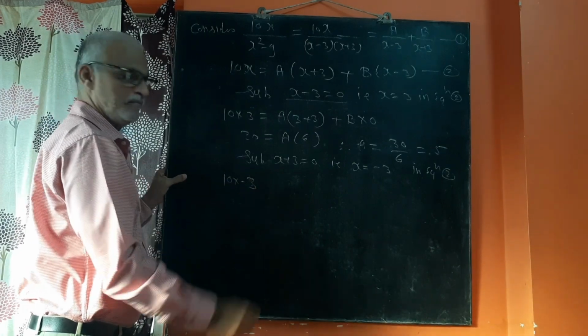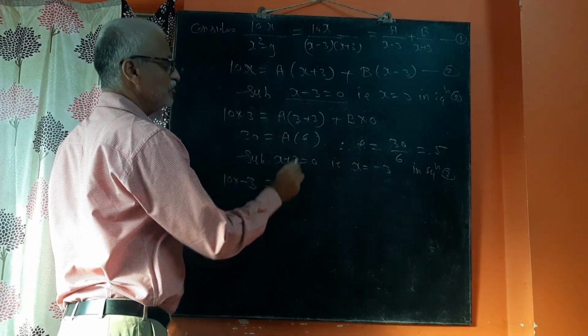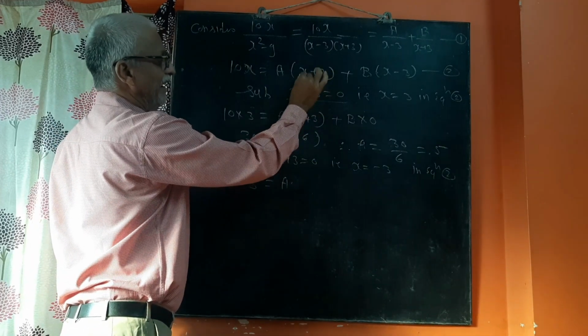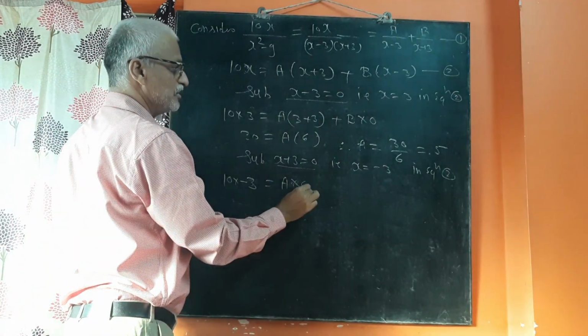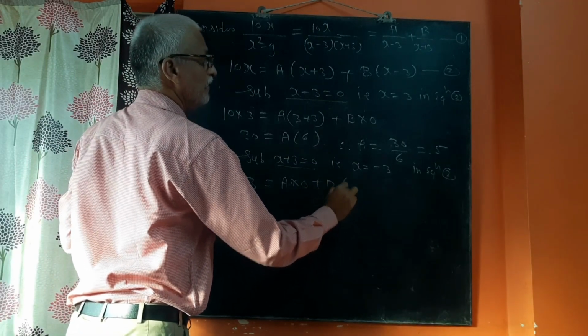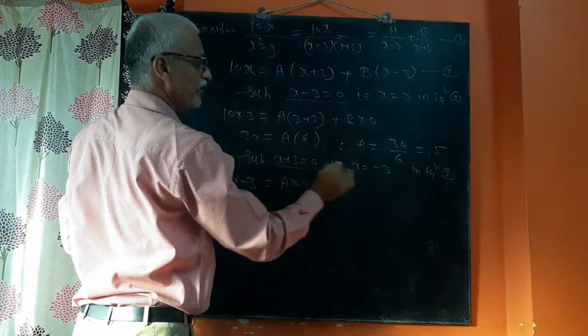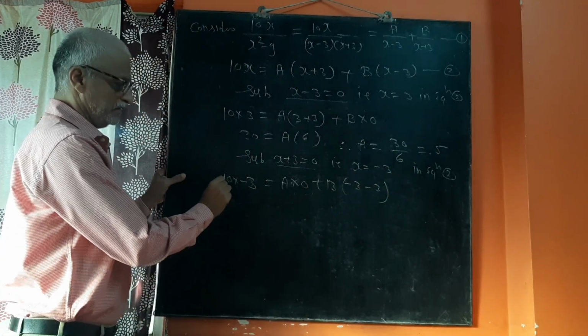10 into minus 3 is equal to A into x plus 3 plus B into x minus 3. The value of x plus 3 is 0, so that will become A into 0 plus B into x minus 3. The value of x is minus 3, so that is minus 3 minus 3. 10 into minus 3 means minus 30.